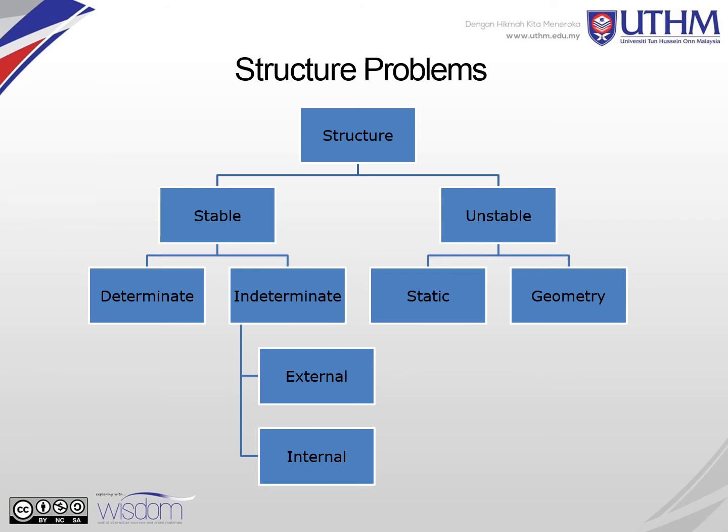Okay, so what is the structure problems? Now we can see that in this diagram, structures can be divided into stable or unstable. This is what we need to determine as the first step: whether the structure is stable or unstable. If the structure is stable, it will also be categorized as determinate type or indeterminate type. There are equations to determine the structure type.